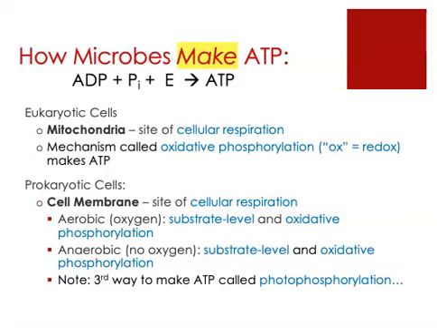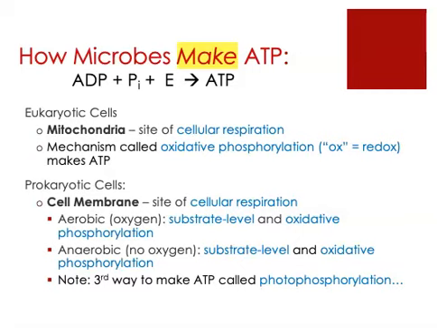Prokaryotic cells don't have mitochondria, and they need some membrane to make ATP, so they just use their cell membrane to do it. What makes microbes so fascinating is that they can make ATP using their cell membrane in a couple of different ways, very different from human cells.